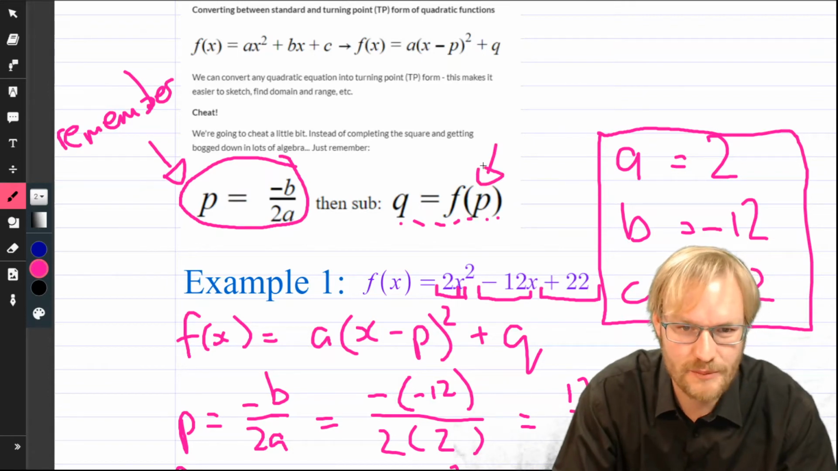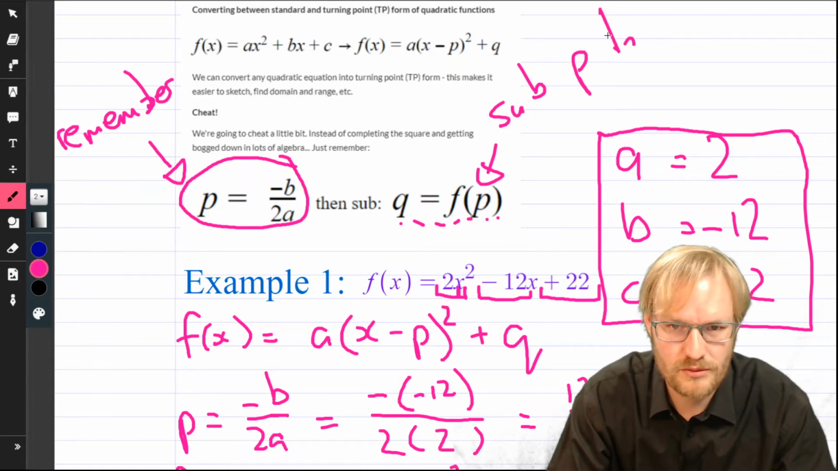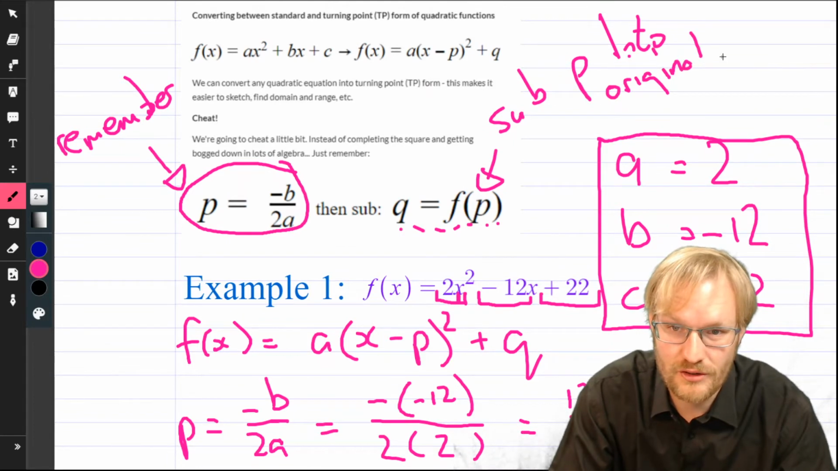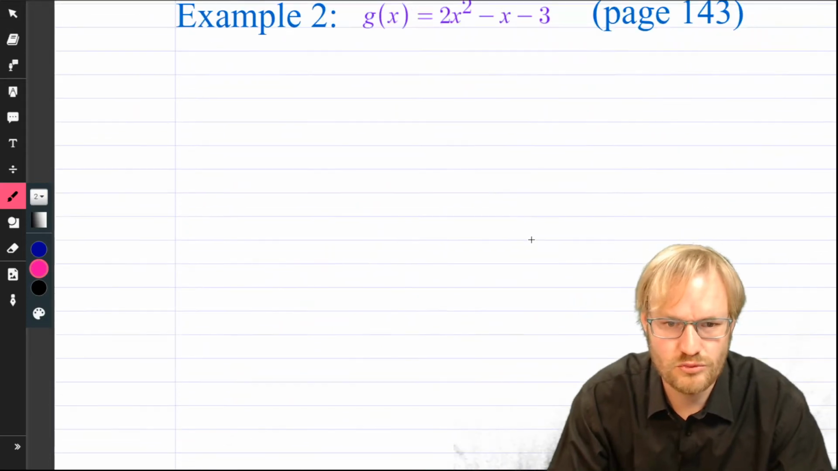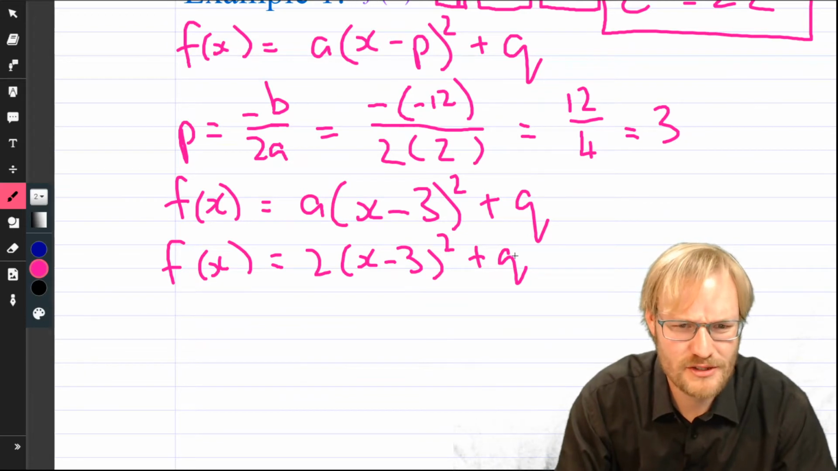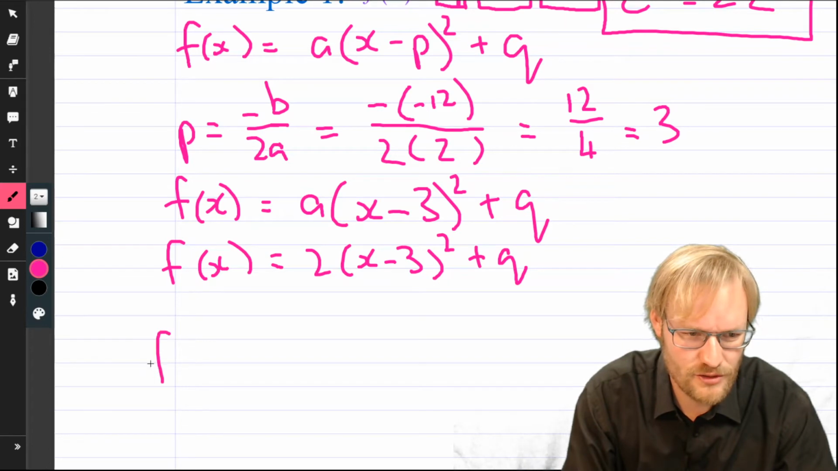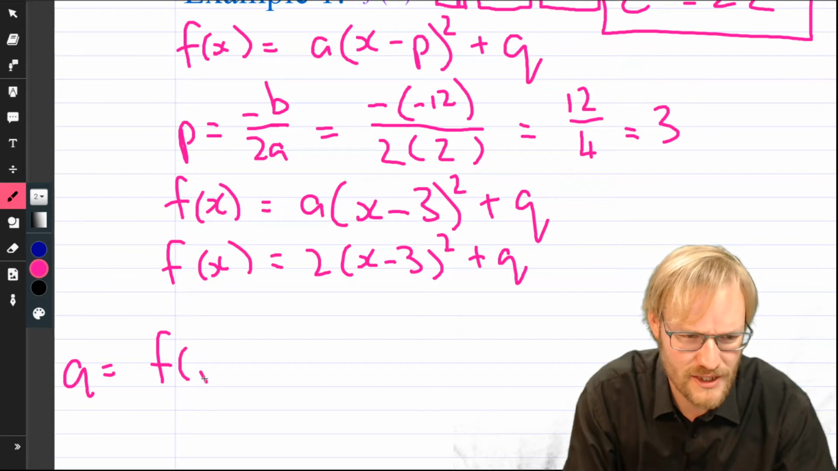And what this bit here means is we're going to substitute p, that's what f of p means, into our original equation. So substitute it into the original equation. Okay, so we've got f of x equals 2x. So I said substitute it into the original equation. In other words, to find out what q is, we said q equals f of p.